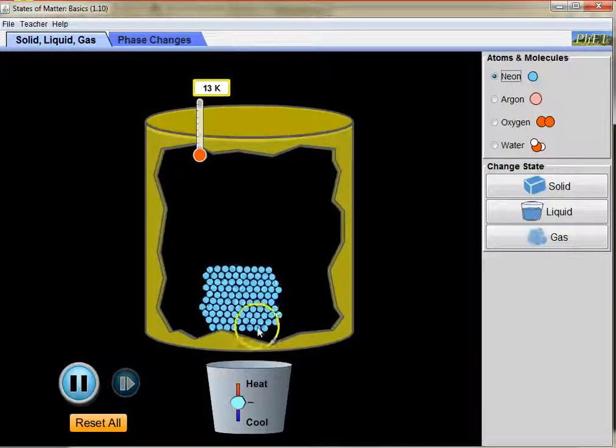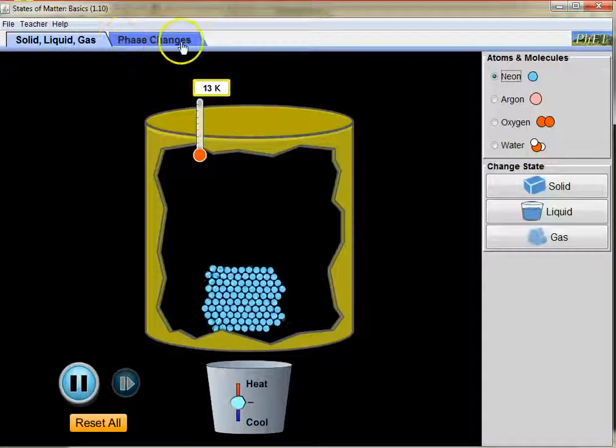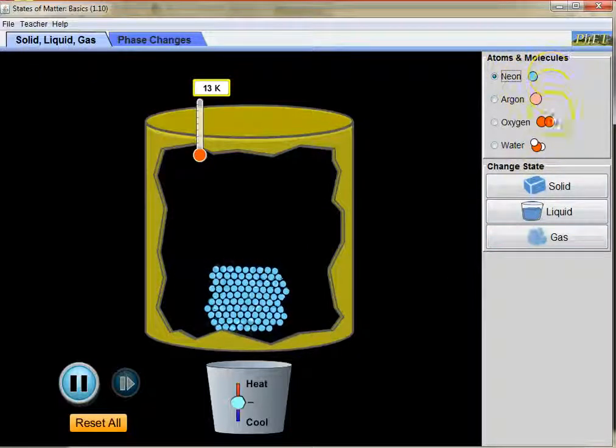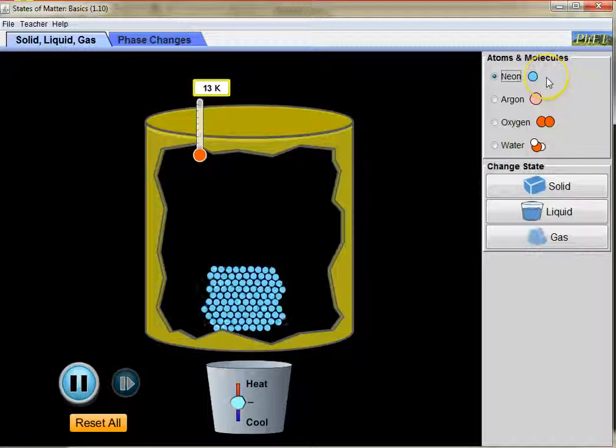So when you open the lab, you land on this page. There are two tabs here. There is a solid, liquid and gas tab, and there is a phase change tab. So first we'll work with the solid, liquid and gas tab. There are different atoms or molecules you can select. You have neon, argon, oxygen, water. In this case, neon is selected.